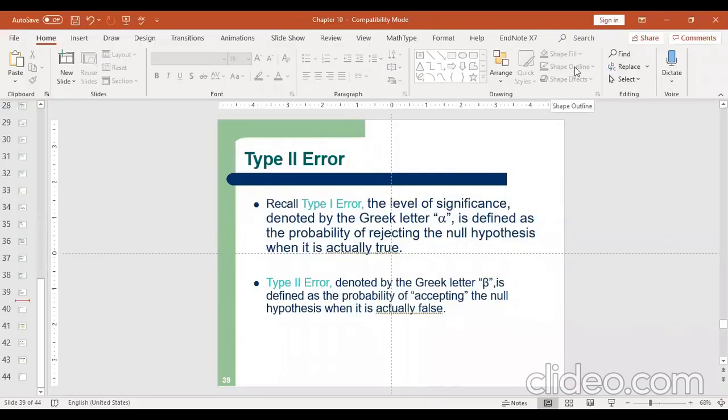So now let's see how to deal with the type 2 error. Type 1 error is defined as the level of significance, which is denoted by alpha, and it is the probability of rejecting a true null hypothesis. On the other hand, type 2 error is denoted by beta, and it's the probability of failing to reject the null hypothesis when it is false. So these two errors are a trade-off to each other.